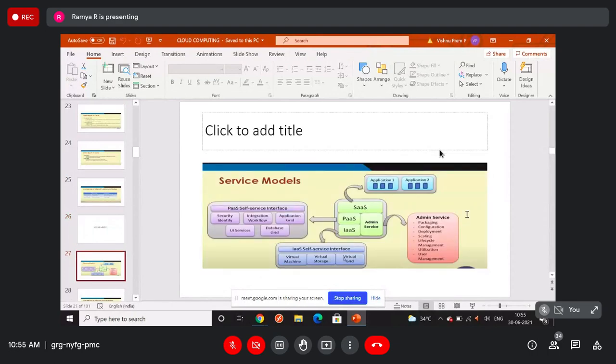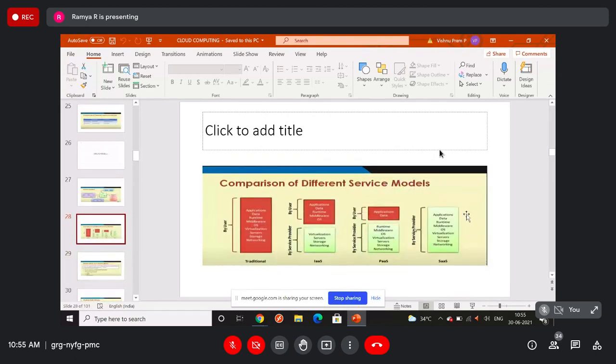Next we see the service models. We have three: platform as a service, infrastructure as a service, and software as a service, right? So these three things we discussed now. In the comparison of these different service models, infrastructure as a service has virtualization, server, storage, networking, and applications, data, runtime, middleware, OS. Software as a service has application, data, runtime, middleware, virtualization. So there is only a minimum difference.